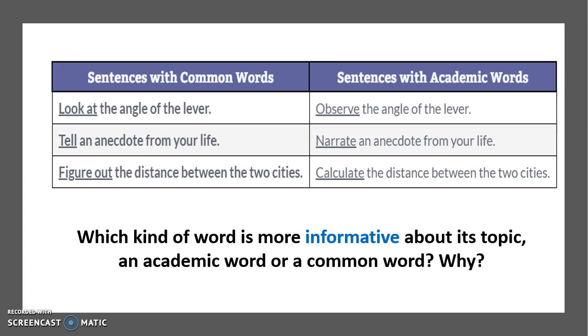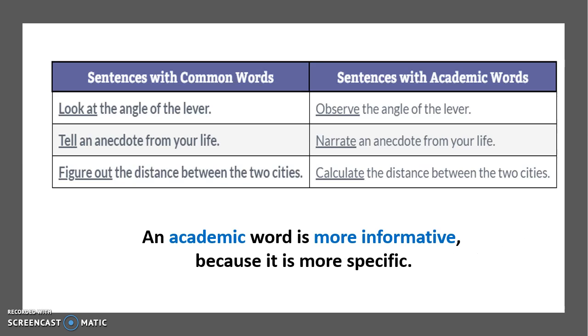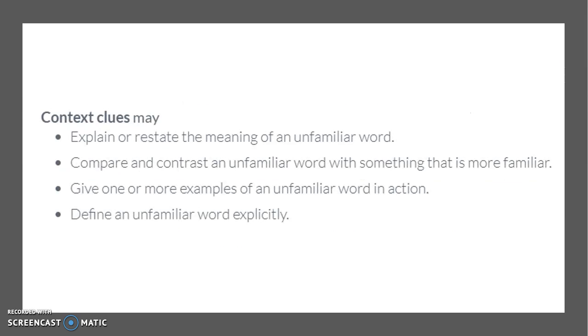And you can consider which kind of word is more informative about its topic, an academic word or a common word, and why. Hopefully you came up with the idea that an academic word is more informative because it is more specific. We also want to look at context clues, which may explain or restate the meaning of an unfamiliar word, compare and contrast an unfamiliar word with something that is more familiar, give one or more examples of an unfamiliar word in action, and define an unfamiliar word explicitly.